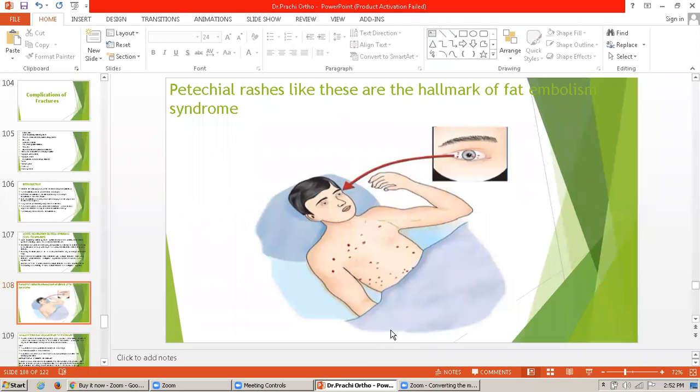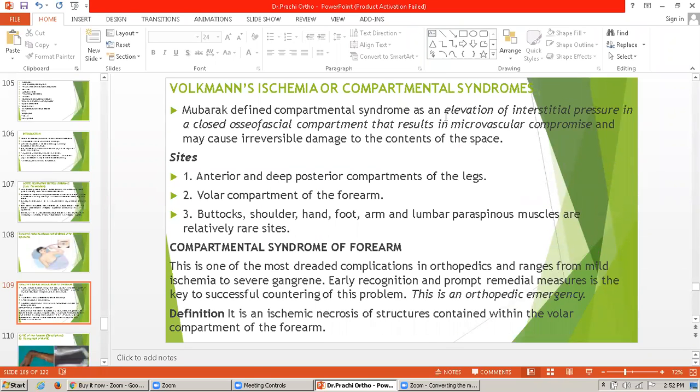So this is a diagram of the petechial rashes. This is a petechial rash. These are the hallmark of fat embolism syndrome, which is seen in ARDS. Then Volkmann's ischemia or compartmental syndrome.